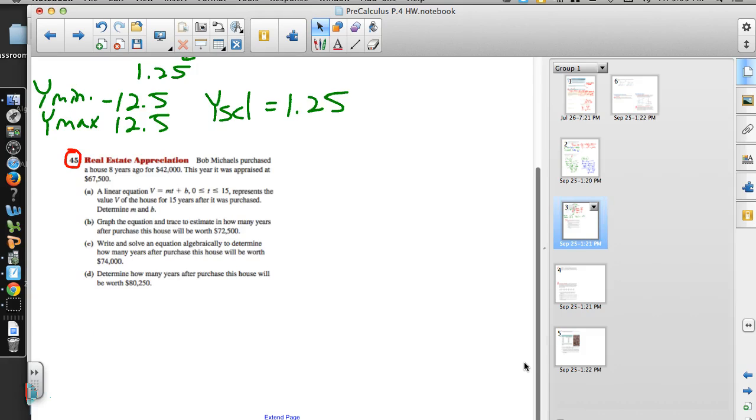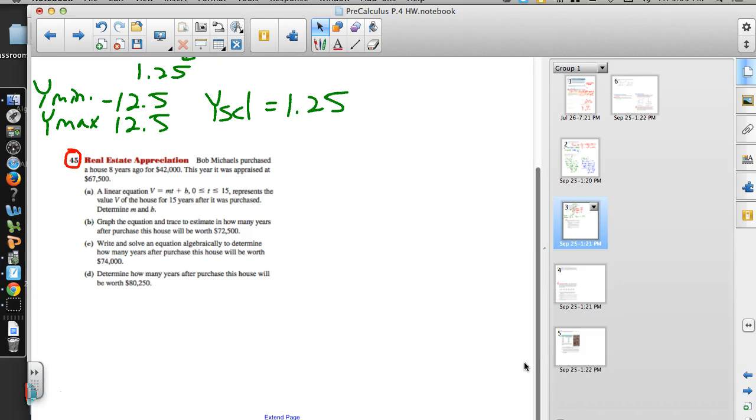Bob Michaels purchased a house 8 years ago for $42,000. And it says that this year it was appraised at $67,500. And this is problem number 45. I realize that's kind of small print there, so hopefully you can make all of that out. It says a linear equation V equals MT plus B, where T is between 0 and 15, which means we need it to be time in years, and they want us to stick to a 15-year interval. That represents the value V of the house for 15 years after it was purchased.